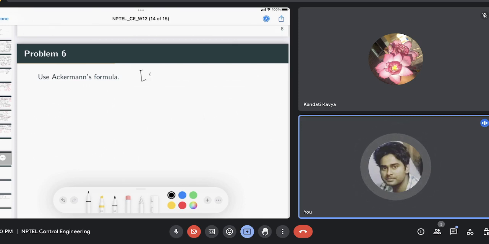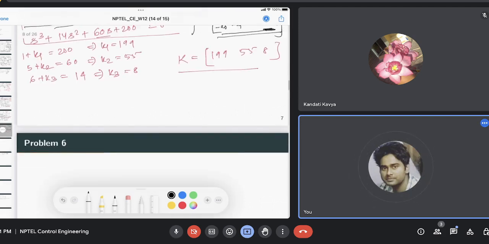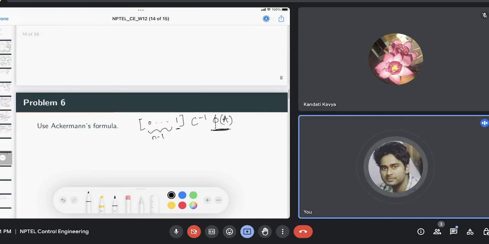The Ackermann formula is what? For an n-dimensional system, you use n minus 1 zeros and put a 1 as the last entry. This row vector is multiplied with the controllability matrix inverse, then with the desired characteristic equation, where you substitute the original matrix A. This gives the gain formula.